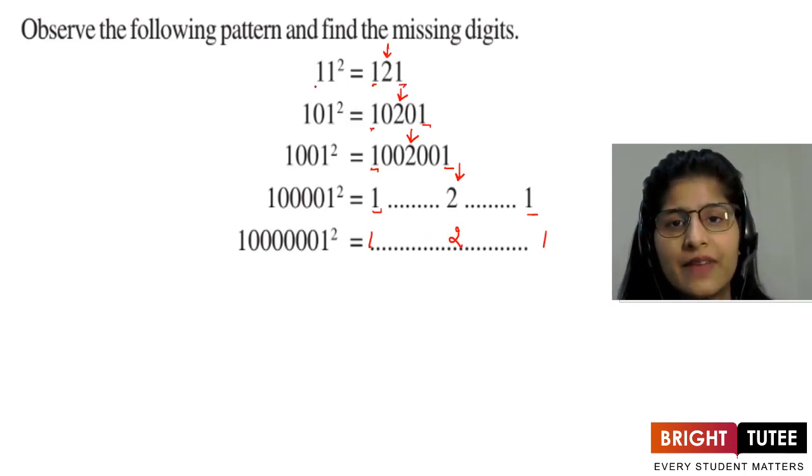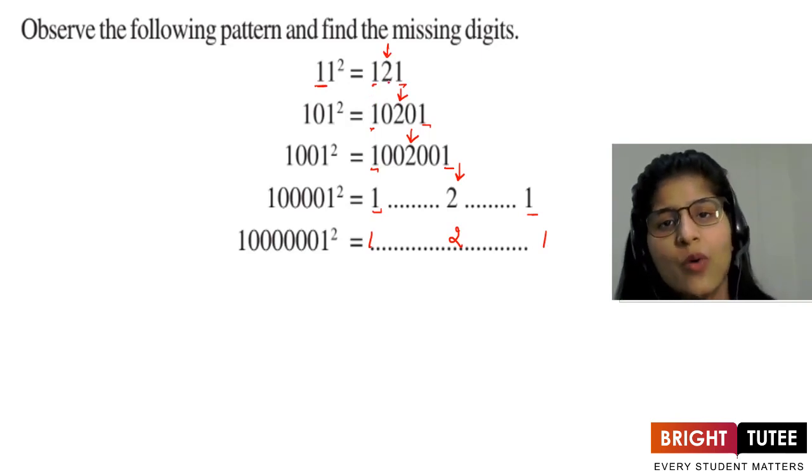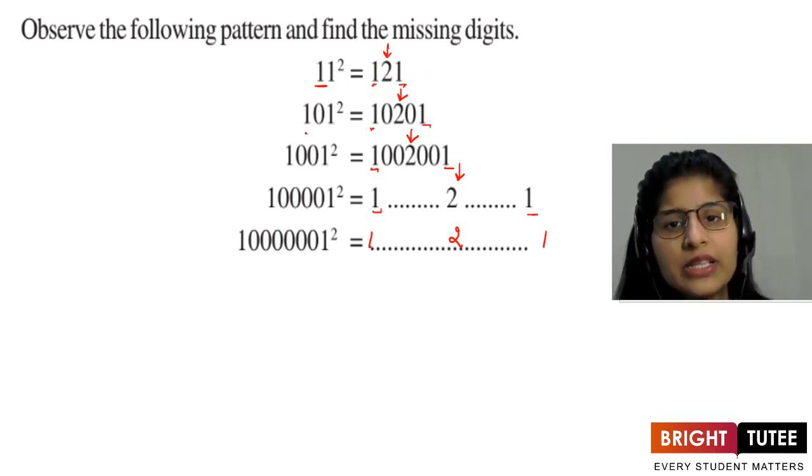So see, in 11 there is no 0. So we just have 1 to 1 as the answer. In 101, how many zeros? 1 zero. So what you will do, you will add 1 zero. 121 was the first one, and 101, because we are inserting 1 zero between these two digits.